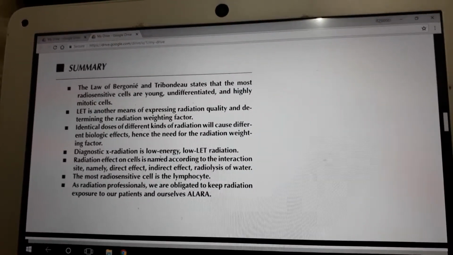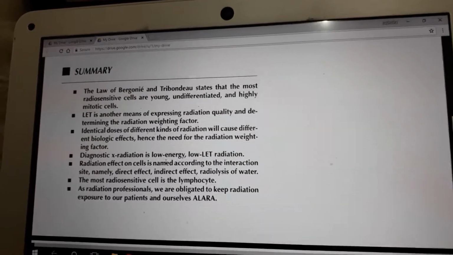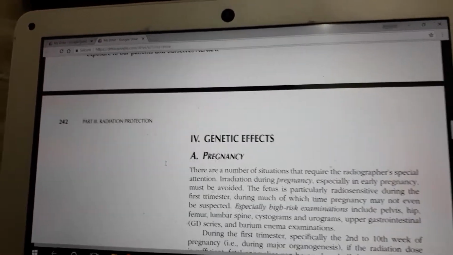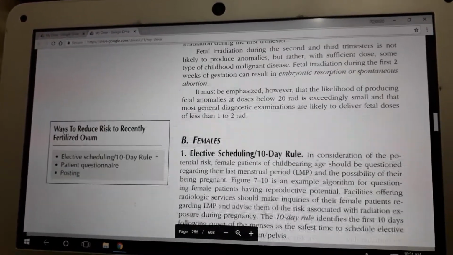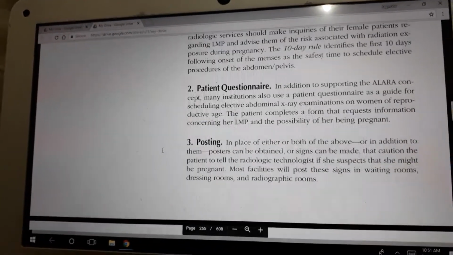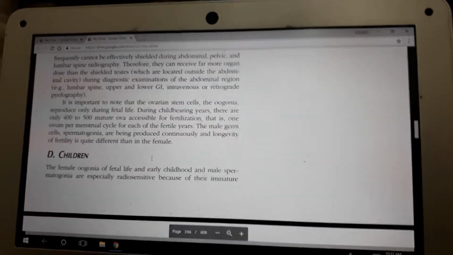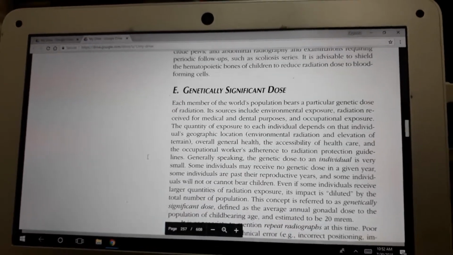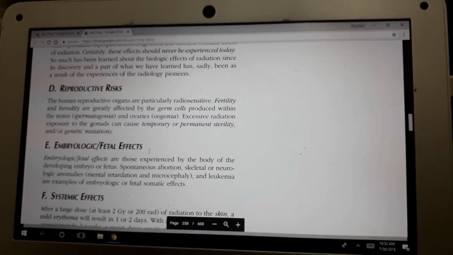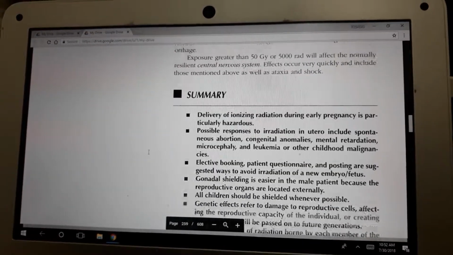The most radiation sensitive cell is the lymphocyte. As radiation professionals, we are obligated to keep radiation exposure to our patients and ourselves as low as possible. Pregnancy: this is due to reduced risk. Fertilized ovum. Positioning chart for pregnancy. Male side. Genital. Somatic effect. Cataract. Delayed effect summary.